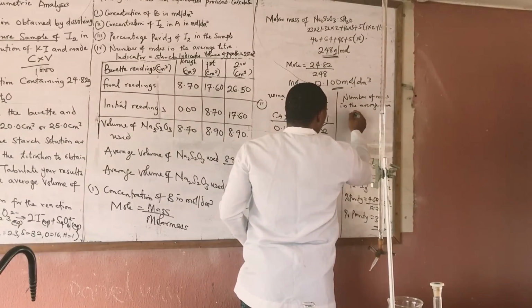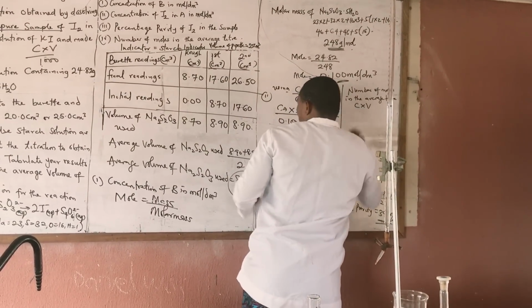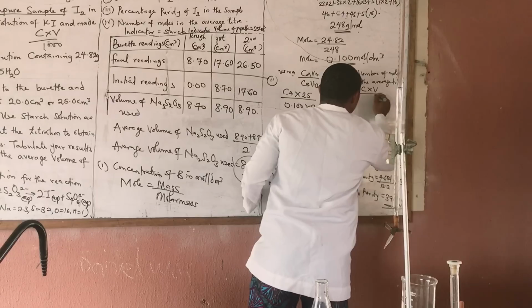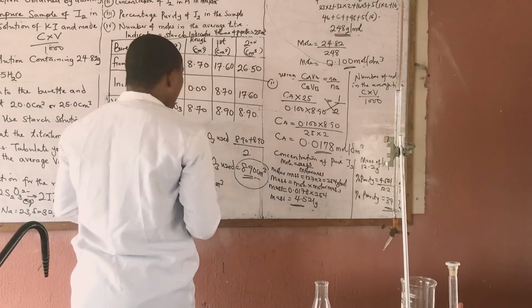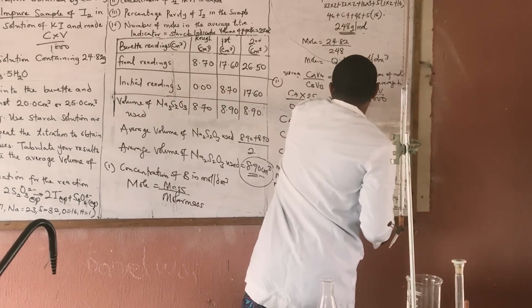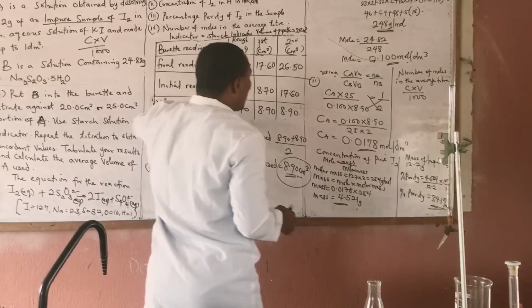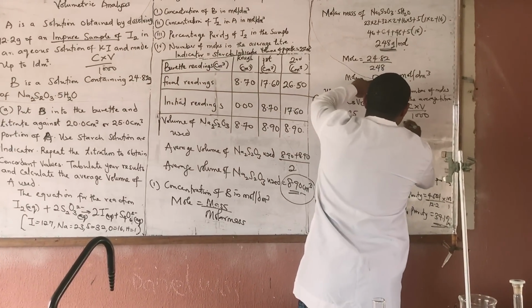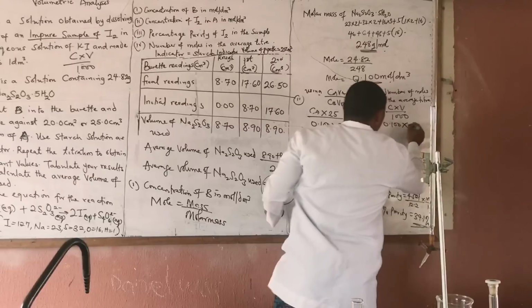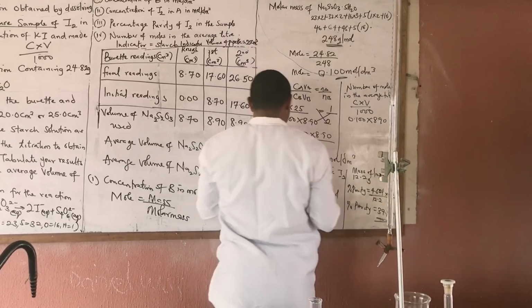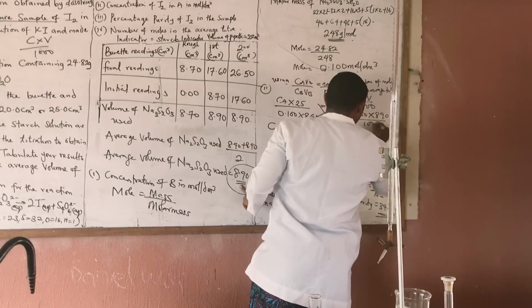So that will be what? Concentration times volume. Because this is a centimeter cube, that's why I'm dividing by 1,000. So what is the concentration of this very particular sodium thiosulfate? We have gotten that it's 0.100, times the volume of sodium thiosulfate, 8.90. So it's a centimeter cube, that's why I'm dividing by 1,000.